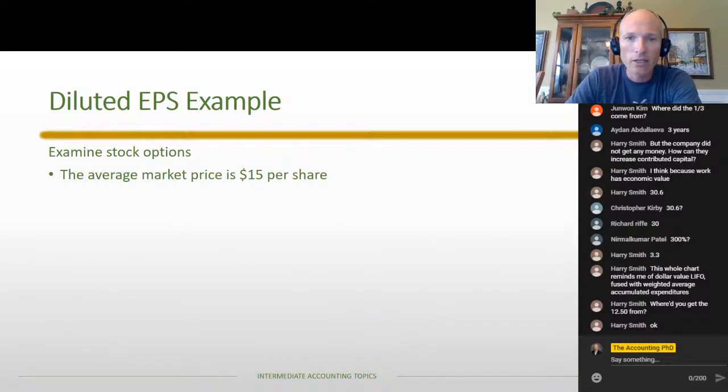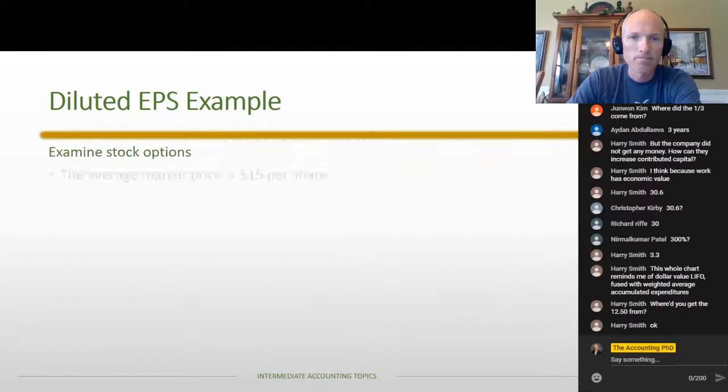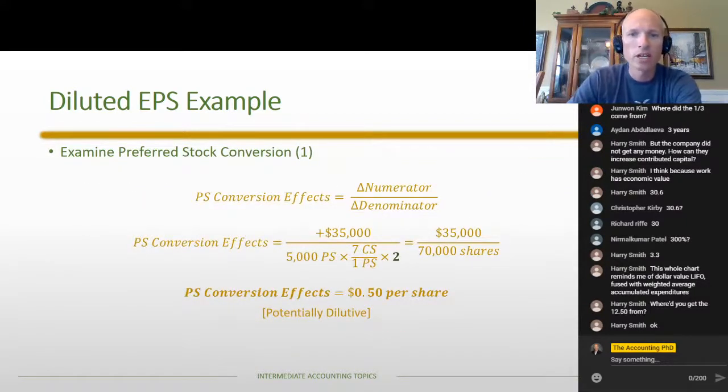In the denominator, if we go all the way back to the contract, this is the second bullet. It says that each share can be converted to 7 shares of common stock, but that this conversion has not been split adjusted. We have 5,000 preferred shares, and each share can be converted to 7 common shares according to the contract. Since there's been a split, that contract would have to be split adjusted, meaning that instead of 7 common shares, each share would be converted into 14 common shares. So the total number of shares that would be issued would be 70,000 shares, and the preferred stock conversion effect would be 50 cents per share. Now that 50 cent per share effect is less than $1.05, which means that it's potentially dilutive.